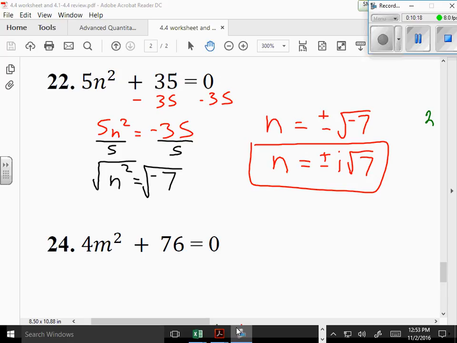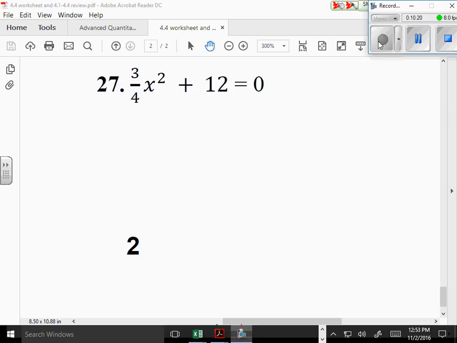So step 1 would be to subtract your 12. 3/4 x squared equals negative 12. And then in a fraction there, multiply both sides by the inverse, times 4 over 3. Okay? So 4/3 times 3/4 is 1. I get x squared equals, you can reduce now if you want.